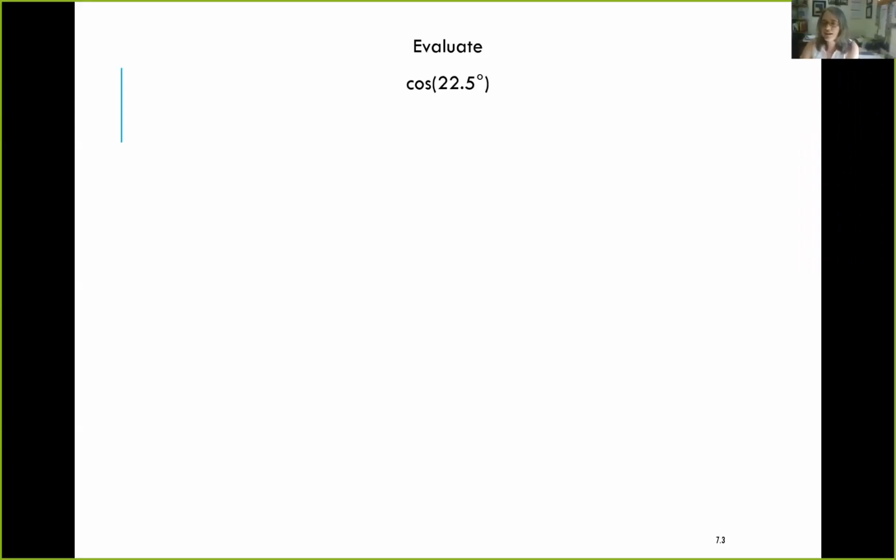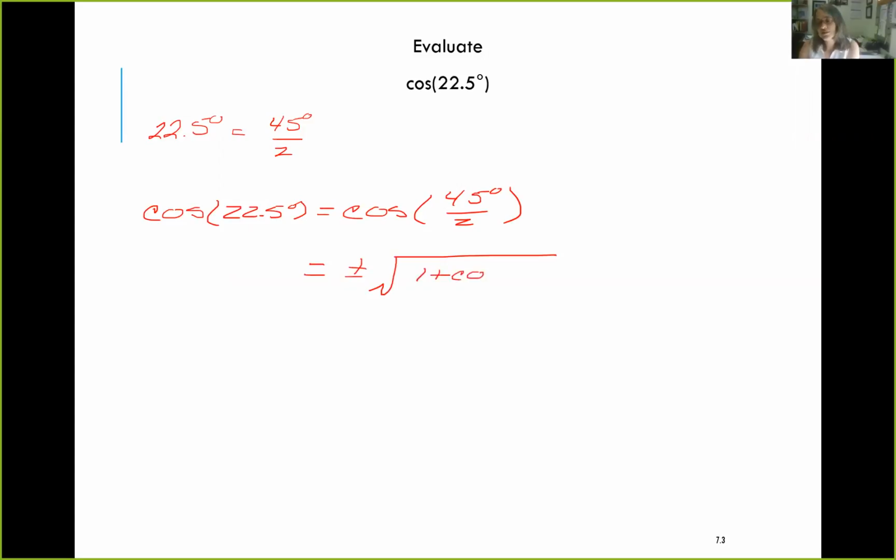Suppose we need to know the cosine of 22.5 degrees and we want the exact mathematical value and not the calculator answer. We're going to play a little game here. We're going to realize that 22.5 degrees is 45 degrees divided by 2. So that should mean that the cosine of 22.5 degrees is equal to the cosine of 45 degrees over 2. We can apply the half angle formula and get the positive and negative square root of 1 plus the cosine of 45 degrees over 2.